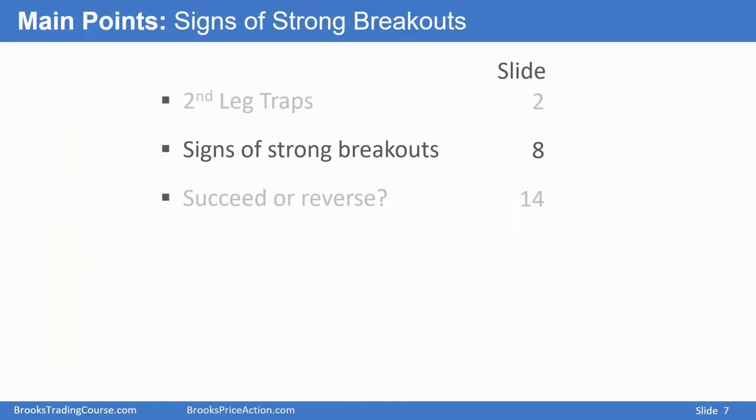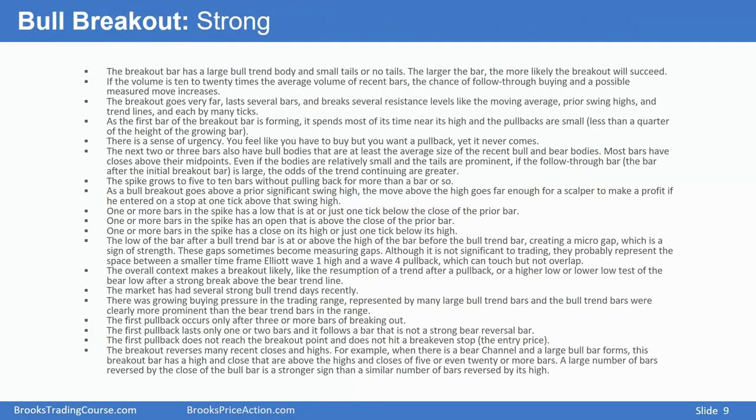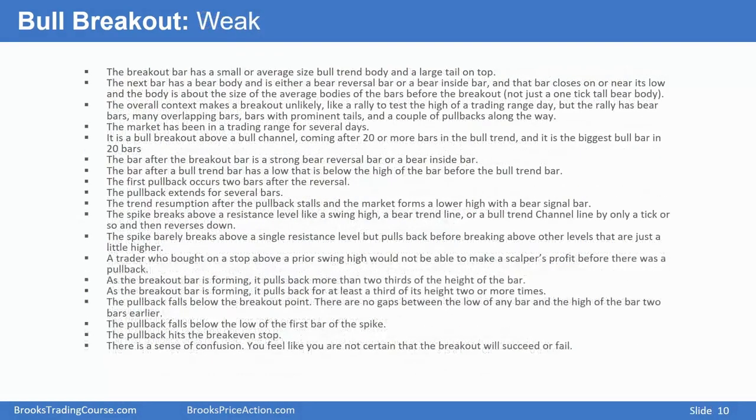I'm going to talk a little bit now about signs of strong breakouts, things that make traders believe that a breakout will be successful. These are signs that a bull breakout will be strong. My list is not complete, but the point I'm making is that there are lots of indications that a breakout will be successful. And the more of these things that are present in a breakout, the more likely the breakout will succeed. You can stop the slide here and you can read them. I'm not going to spend a lot of time on this slide because if I did, I would have to spend a lot of time on this slide.